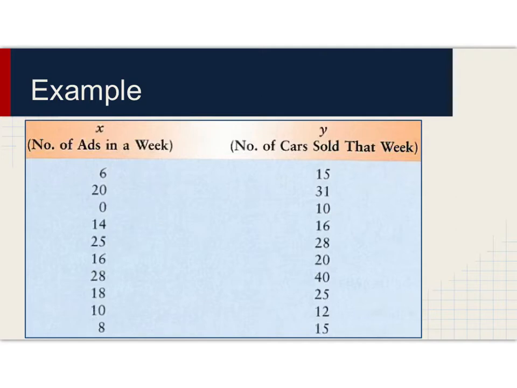In week 1, they ran 6 ads and sold 15 cars. And then the following week, they ran 20 ads and sold 31 cars. Week 3, they didn't advertise at all. They sold 10, and so on as we go down the list, all the way down to the 10th week in the sample. They advertised 8 times and sold 15 cars.